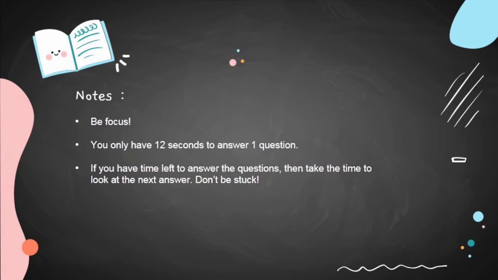For the first one, be focused. And then the second one, you only have 12 seconds to answer each question. And the third one, if you have time left to answer the question, then take the time to look at the next answer. Don't stop.